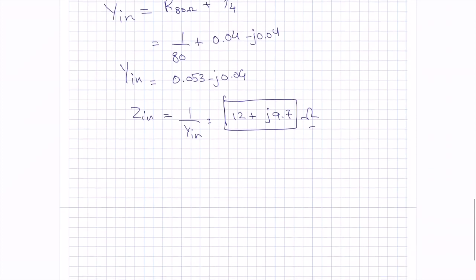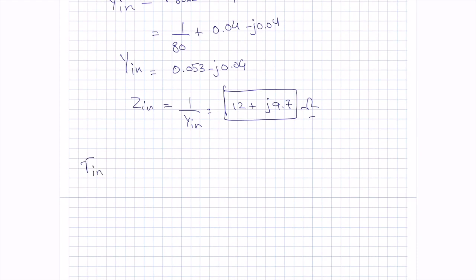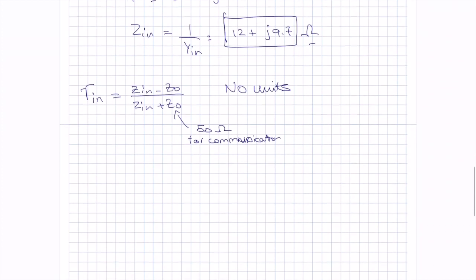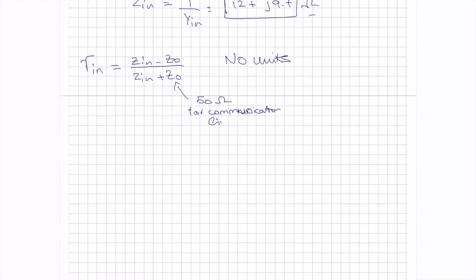The next part that we are asked in this question is basically to find the gamma in. Gamma in, the basic formula is very simple. It's just Z in minus Z naught over Z in plus Z naught. This thing has no units to it, because this is just a ratio. And the Z naught over here is either given to you or it's assumed to be 50 ohms, 50 ohms for communication circuits, and we are basically only talking about communication circuits over here. So always assume 50 ohms if it is not given to you.